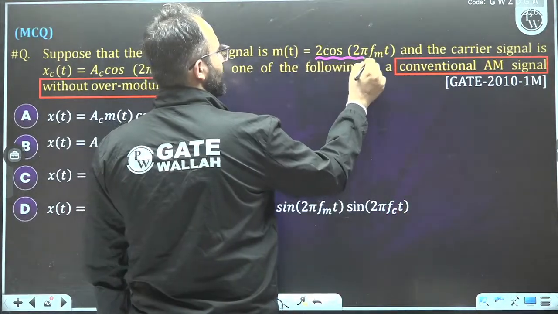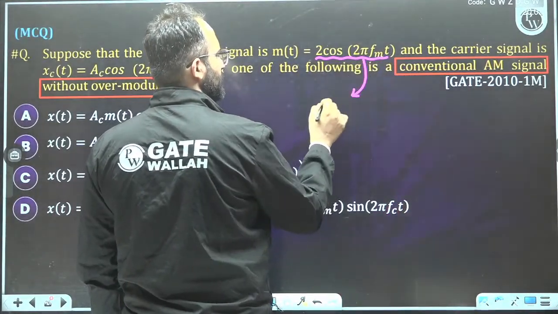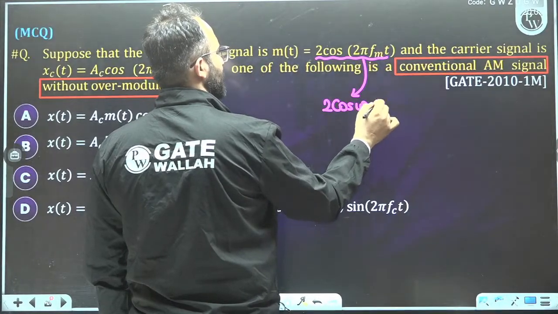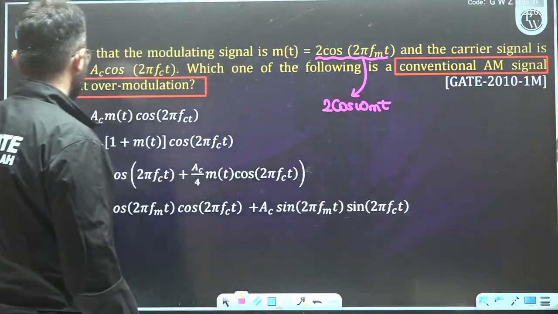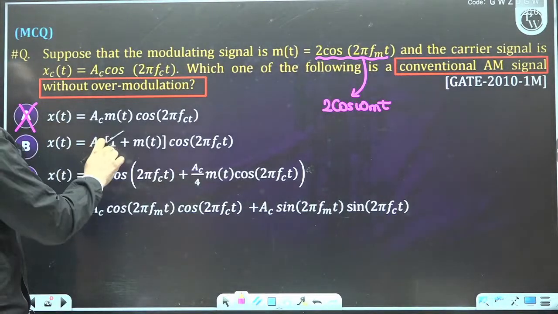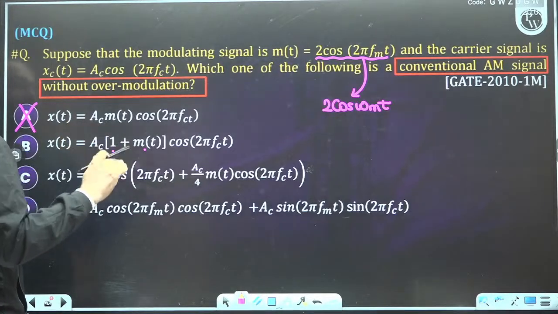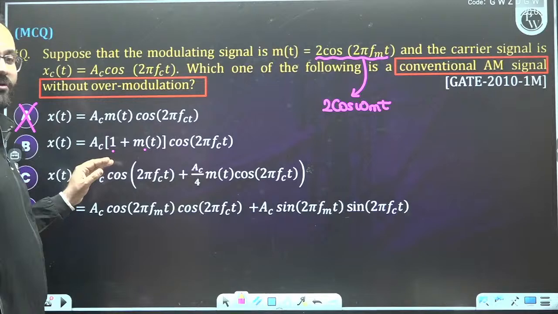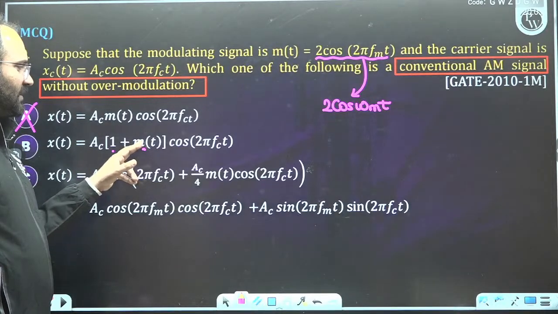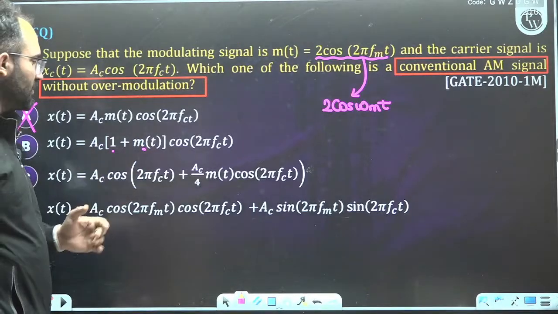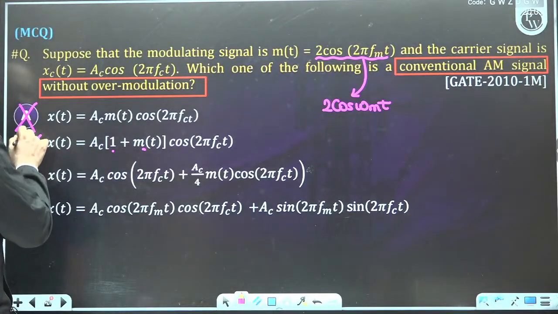The message is 2 times cos omega mt. Okay, this is not the AM signal. We can cancel it out. 1 plus m(t) will give us an AM signal, but this will be over modulation because m(t) will have 2 cos omega mt. Obviously that will give us an over modulation case. This is also wrong.